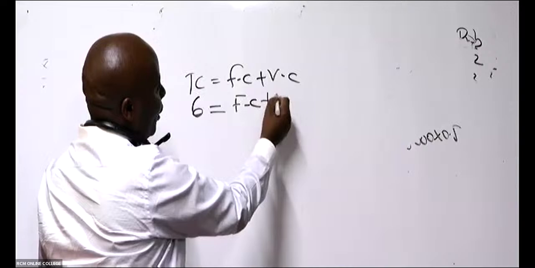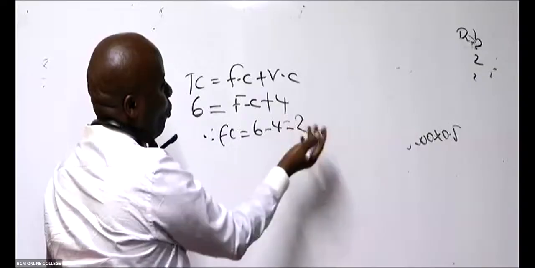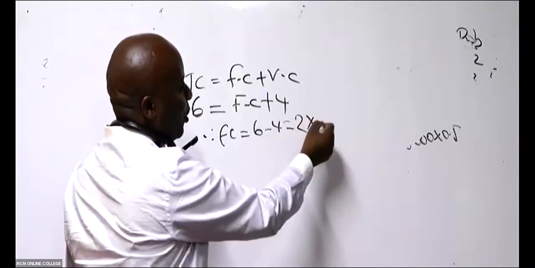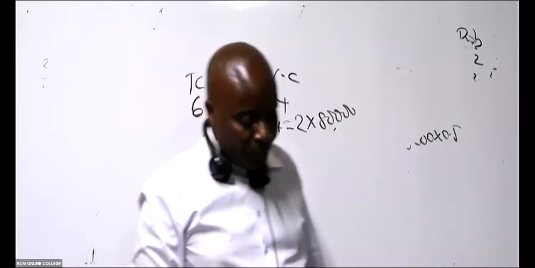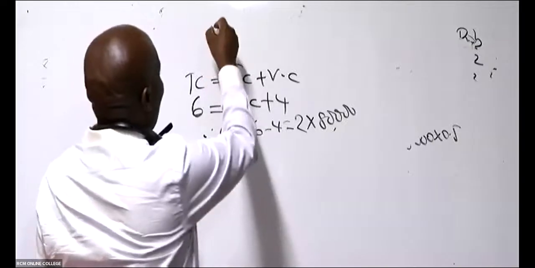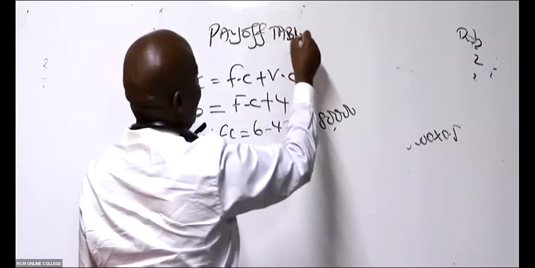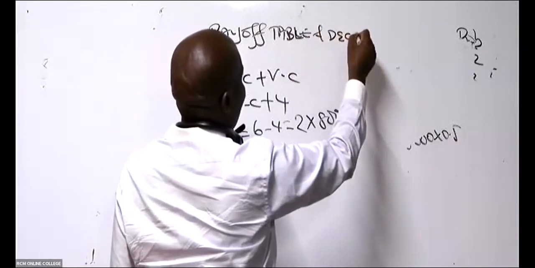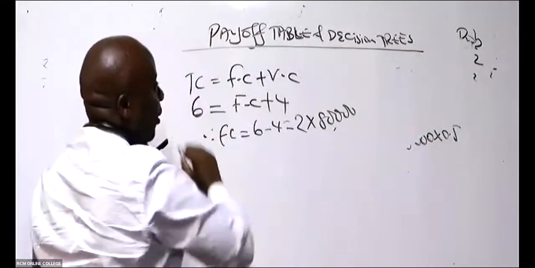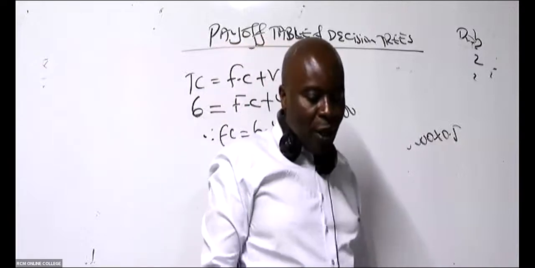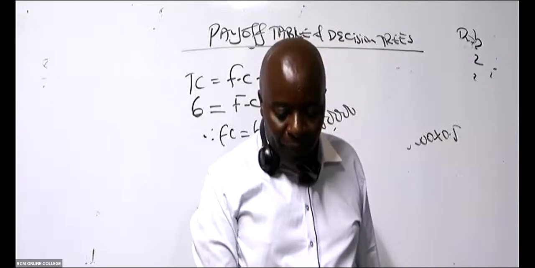The total cost is 6. Fixed cost we don't have, but they have told us variable cost is 4. Therefore, fixed cost will be 6 minus 4, which is 2 per unit, times the current production to get total fixed cost. I hope that is helpful. So now we are writing there payoff table and the decision trees. Remember in our last class, I introduced you somehow to these decision trees, but I would want to do them now intensively, and I would want us to go straight to these.